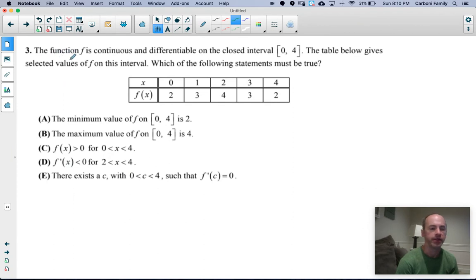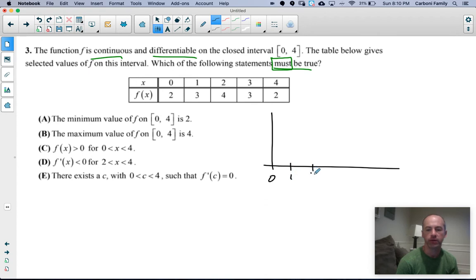And here's another one. This one's a multiple choice question. You have a function that is continuous and differentiable on the closed interval 0 to 4. The table below gives select values of f on the interval 0 to 4, and it asks which of the following statements must be true. And must is a key word because it's very possible that multiple options are true. However, there's only one that absolutely must be true. And I'm a huge fan of graphing. If it helps you, sketch this out really quick.